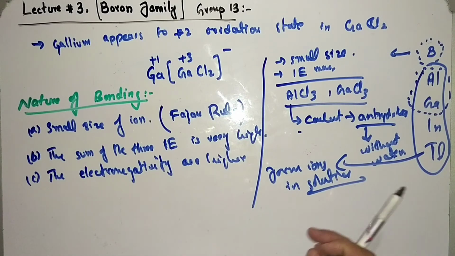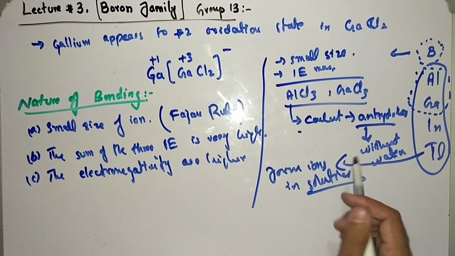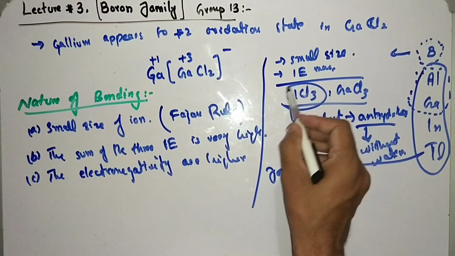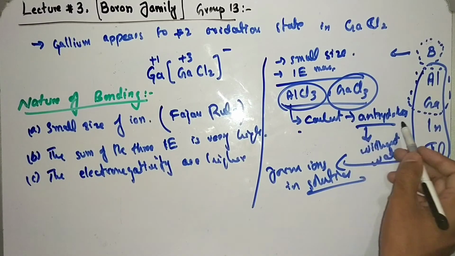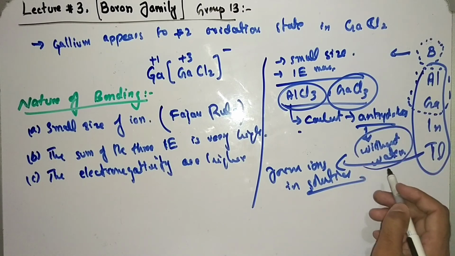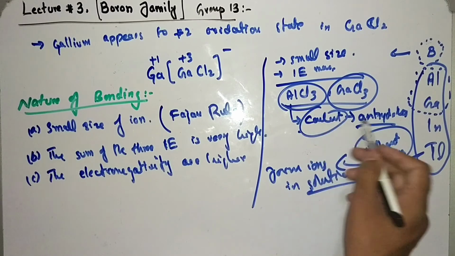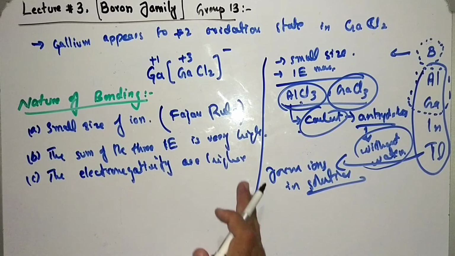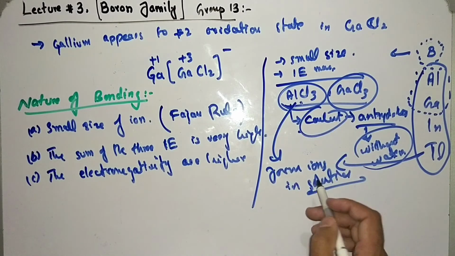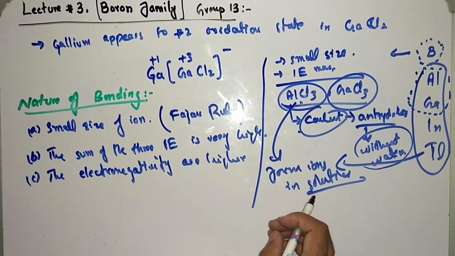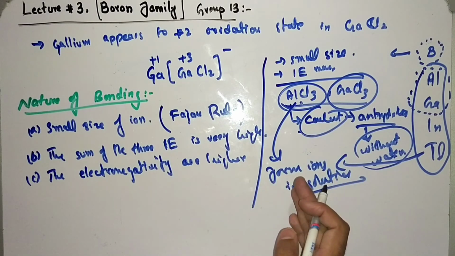The change from covalent to ionic occurs because the ions are highly hydrated. Why? When aluminium chloride and gallium chloride are anhydrous, they are covalent. But when you add water, it produces ions. When they produce ions, the covalent character changes to ionic character. It will be changed to ionic.